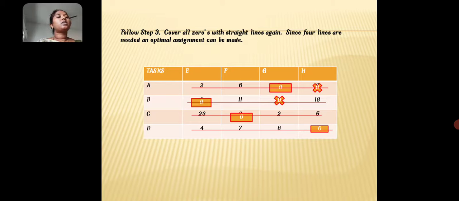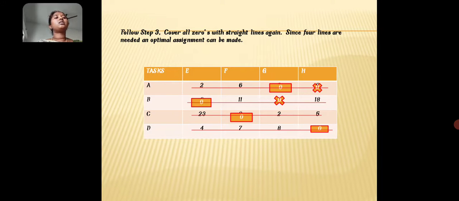The corresponding zeros we cancel, and we use the minimum number of lines to cover all zeros. In this stage the minimum number of lines is 4, so we cover all zeros by 4 lines only. Now we check whether the number of lines is equal to the order of the matrix. In this problem the order of the matrix is 4, and the number of lines is 4. So 4 is equal to 4, that means we have reached the optimal stage.